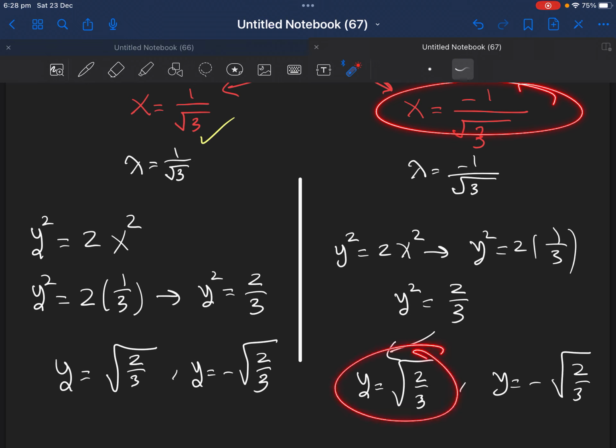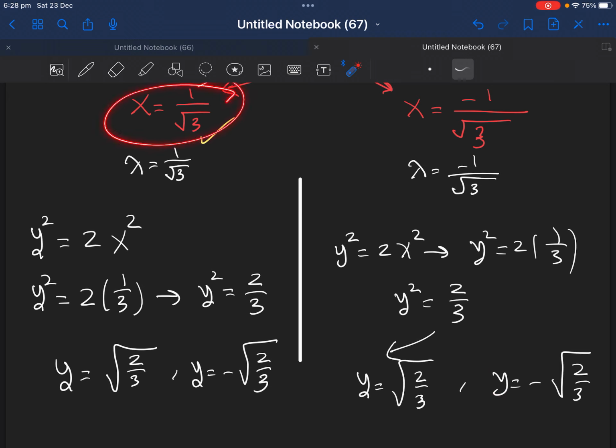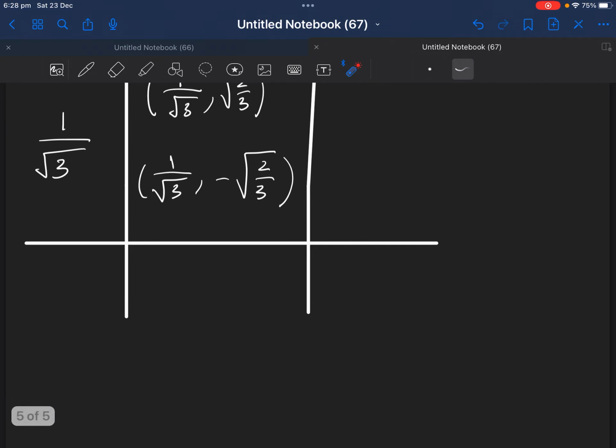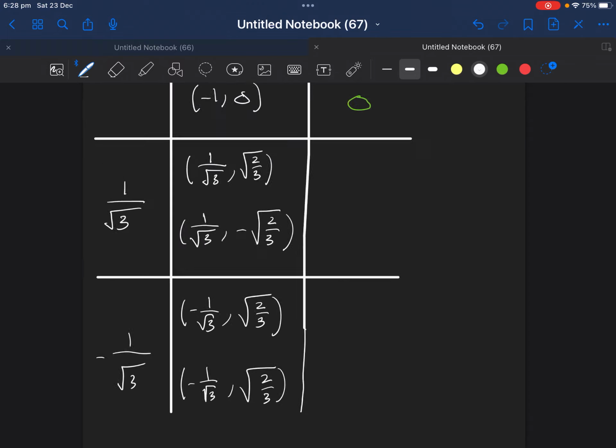Now, we have to take this x, this y, and then we have to take this x, this y. Don't mix them up. I can see in the past some students take only the positive, positive, negative, negative. That's not correct. There are 4 different possibilities, not just 2. So here you have to write them down as we go along. Of course, here is negative 1 over square root of 3. This one will be negative 1 over square root of 3, negative square root of 2 over 3. And this one, negative 1 over square root of 3, negative square root of 2 over 3.